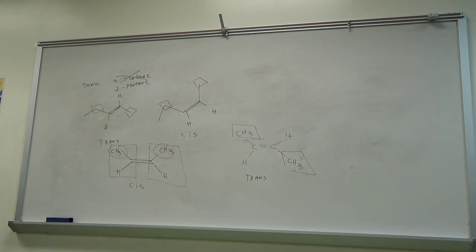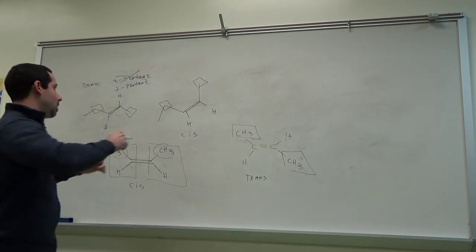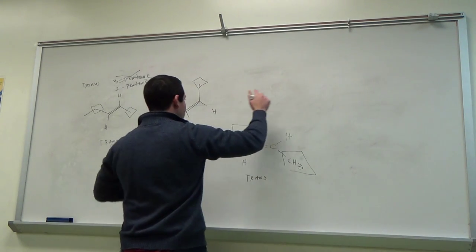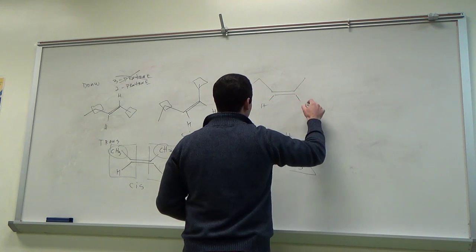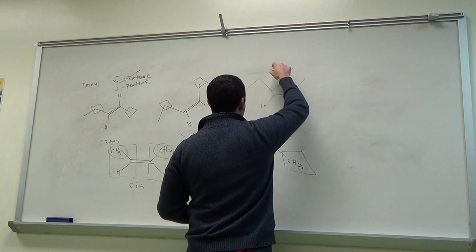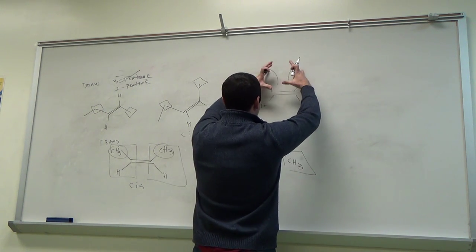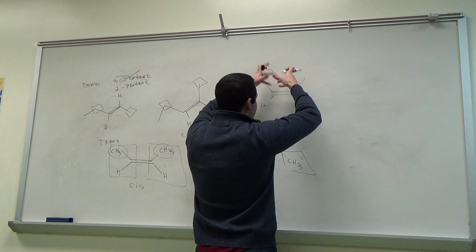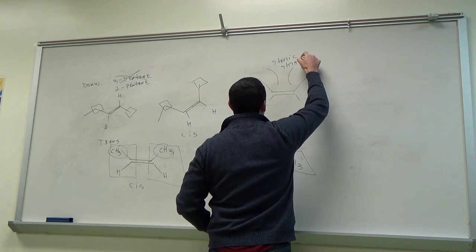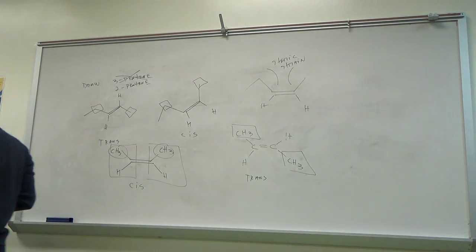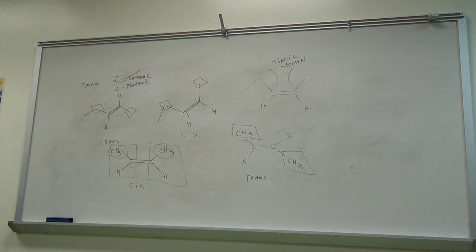Now this cis experiences something called steric strain. You ever heard of that before? Steric strain is because these two groups that are here are very close to each other. So the way we write the steric strain is like this. If we have this, we say that this group and that group are in the vicinity of each other. They're on top of each other. This has steric strain. Because this has steric strain, does the trans have steric strain? No, because they are opposite to each other.